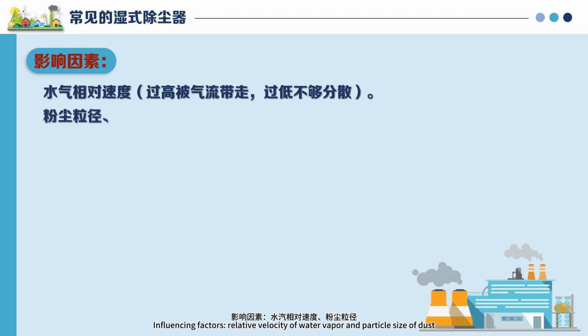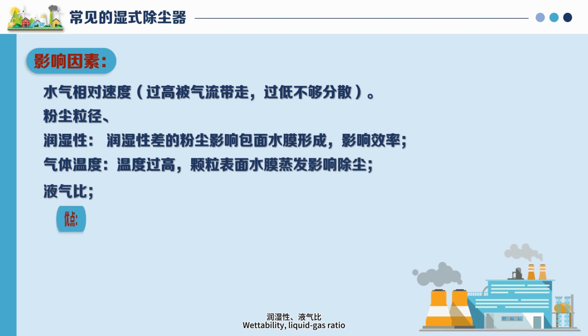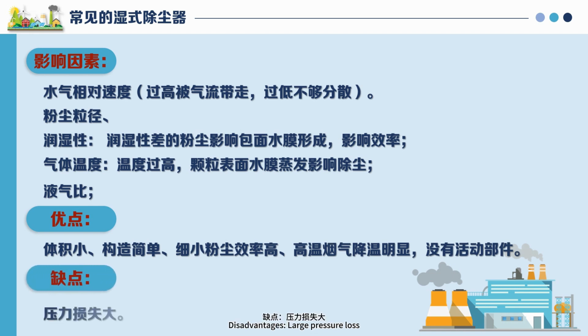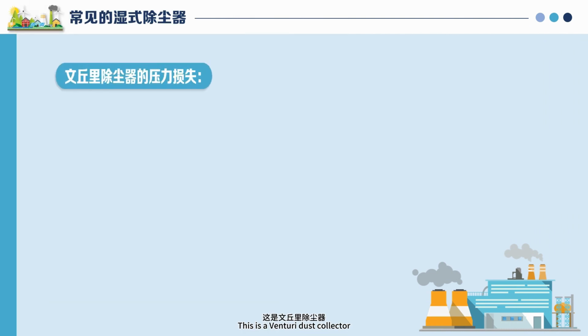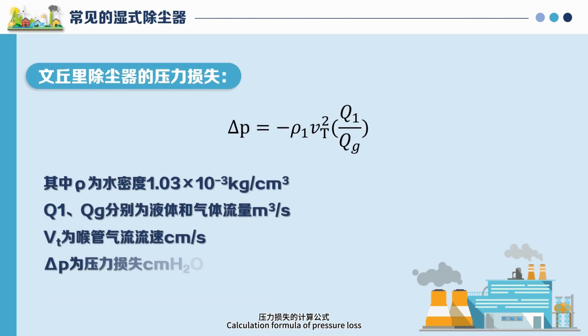Influencing factors: relative velocity of water vapor, particle size of dust, wettability, liquid-gas ratio. Its advantages: small size, simple structure, high efficiency for fine dust. High temperature flue gas cools obviously. No moving parts. Disadvantages: large pressure loss. This is a Venturi dust collector. Calculation formula of pressure loss.